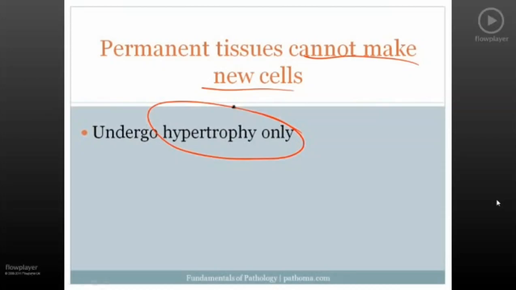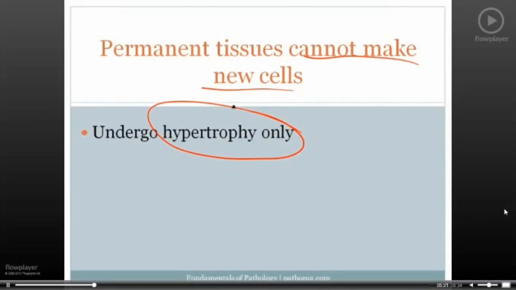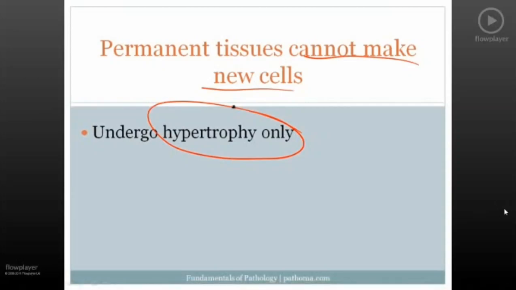So let's take a step back and remind ourselves that in the human body there's basically 3 permanent tissues. The first of the permanent tissues are cardiac myocytes. The second permanent tissue is skeletal muscle. And the third permanent tissue is nerve. These 3 tissues, cardiac muscle, skeletal muscle, and nerve, cannot make new cells and therefore will undergo hypertrophy only and cannot undergo hyperplasia.